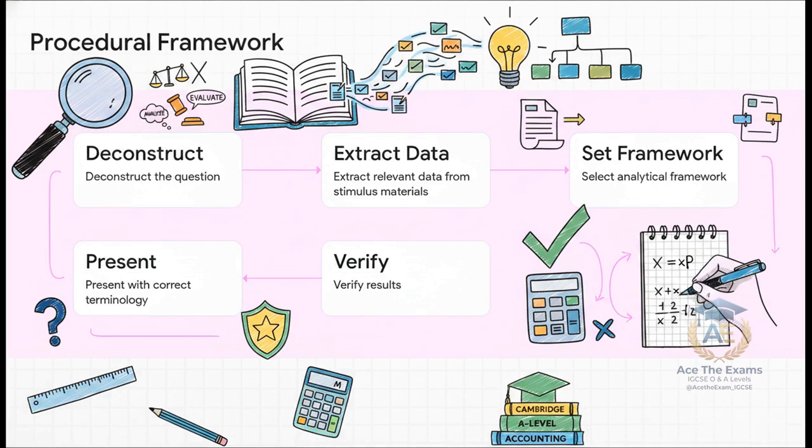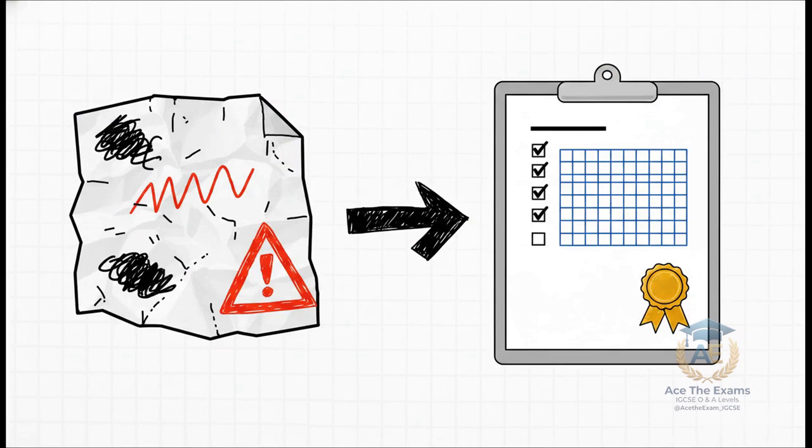Okay, back to the strategy. The beauty of this 6-step process is that even if you make a calculation error somewhere in the middle, strictly following this path captures all those crucial method marks. But you have to remember, practical application requires professional execution.